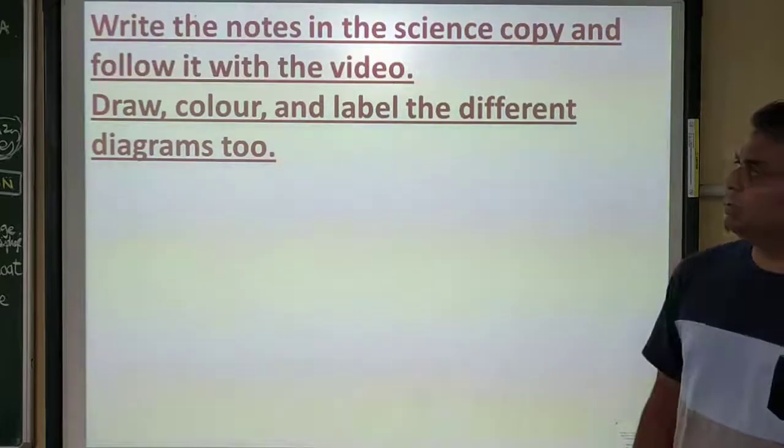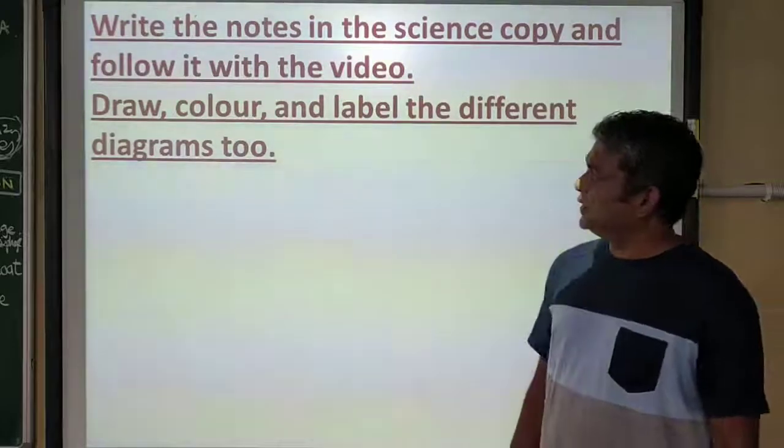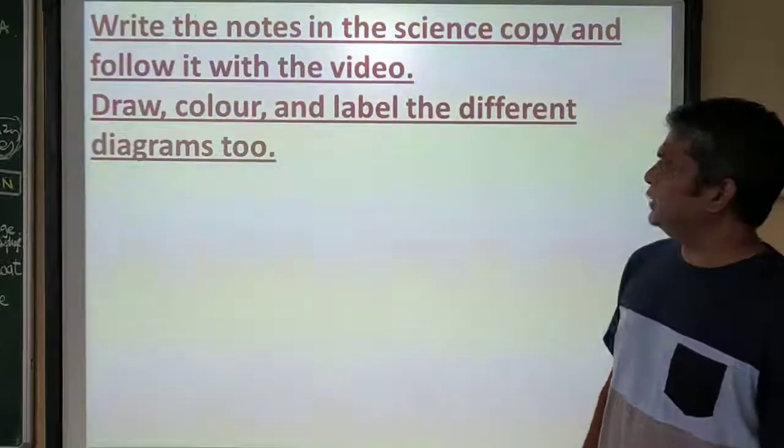So what I want you to do is write the notes in the science copy and follow it with the video. Draw, color and label the different diagrams.